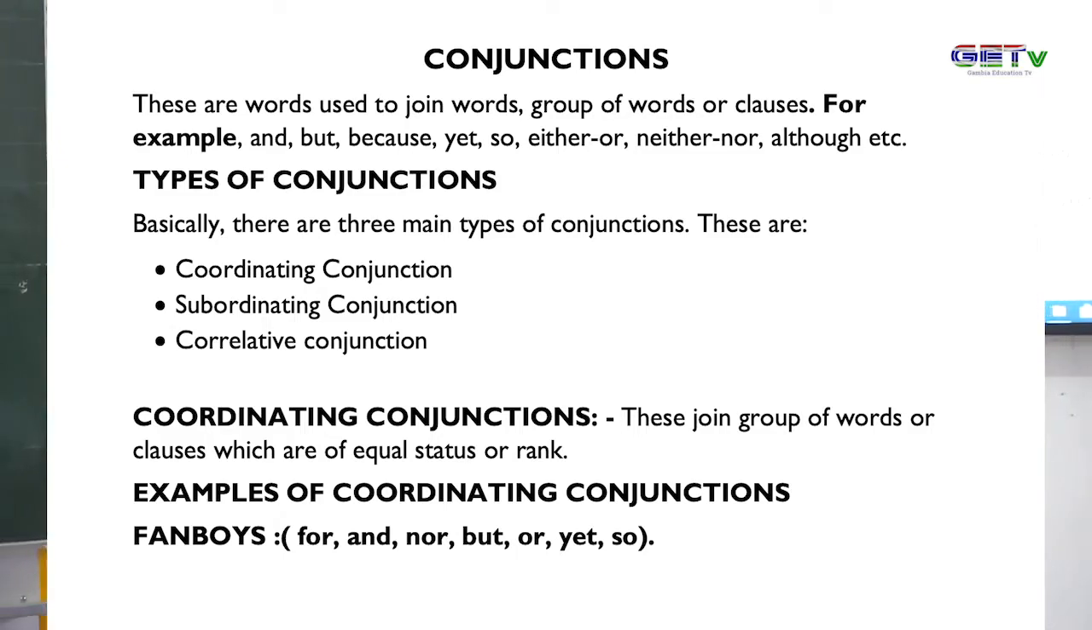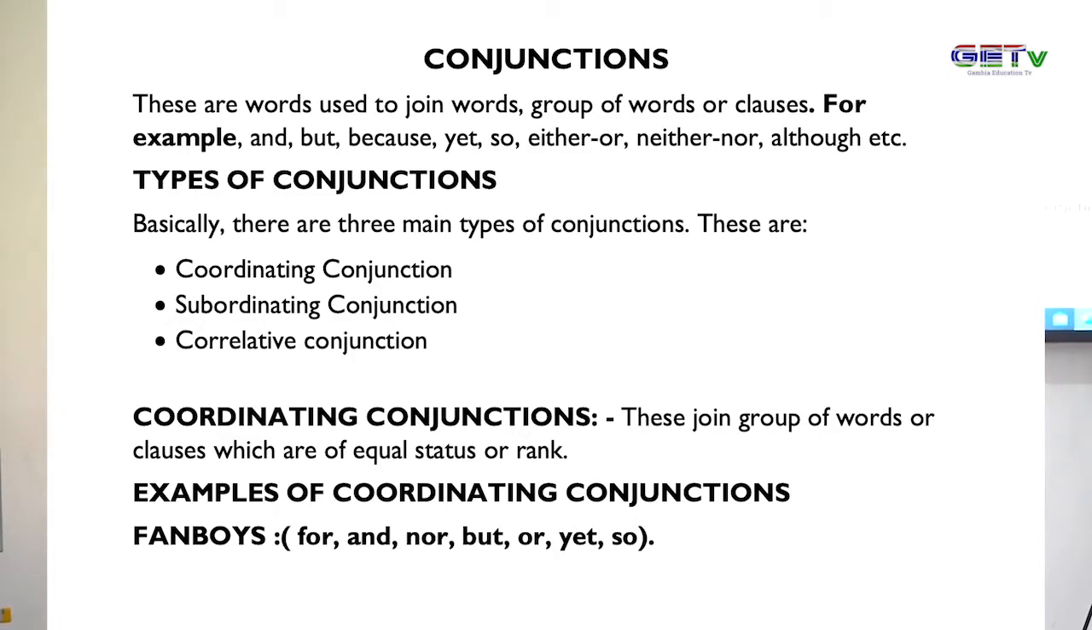Coordinating conjunctions join groups of words or clauses which are of equal status or rank. In other words, when you use coordinating conjunctions, they connect, join, or link words or phrases or clauses that have the same grammatical rank. You get the point? So that's what it does. Let's look at examples of coordinating conjunctions.